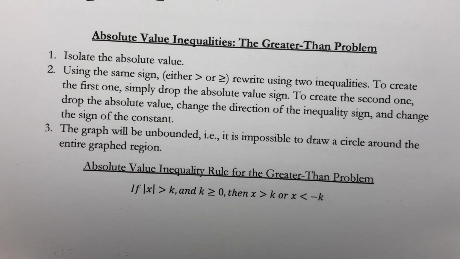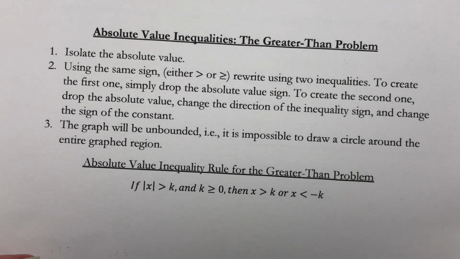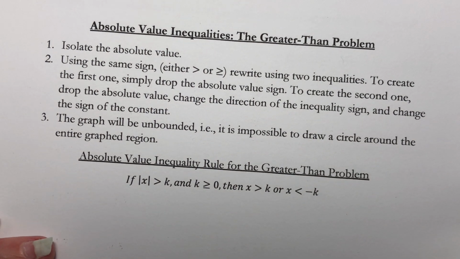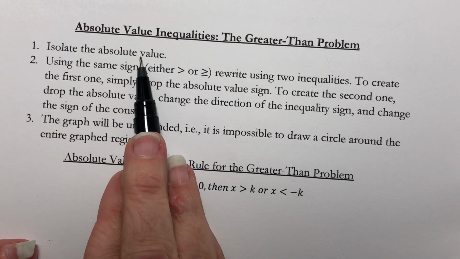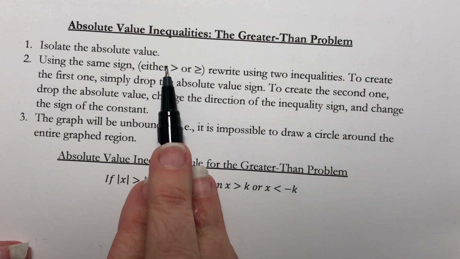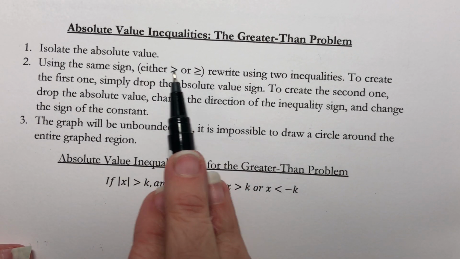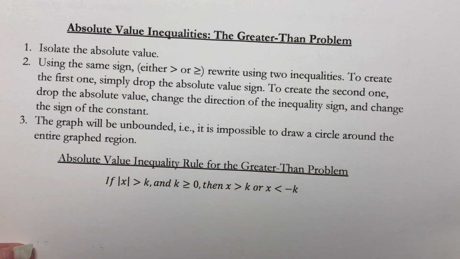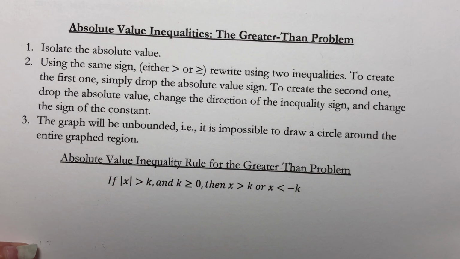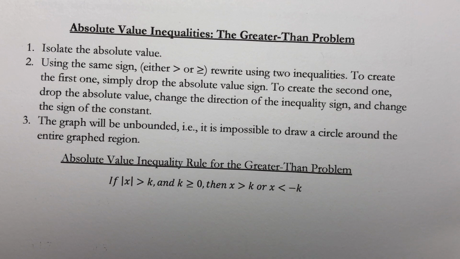Okay, so let's go on and talk about the greater than problem. So again, we're going to get the absolute value alone. And again, we're going to use the same sign, either a greater than or equal to. So whether it has an equal to or not, that's what we're going to do. We're going to rewrite this using 2 inequalities. We cannot write this as a 3-sided inequality. It does not work, okay?